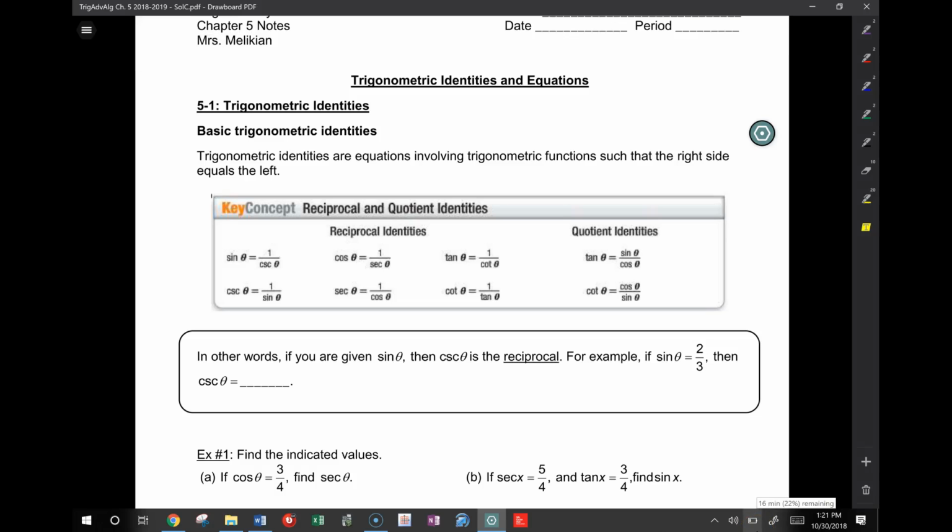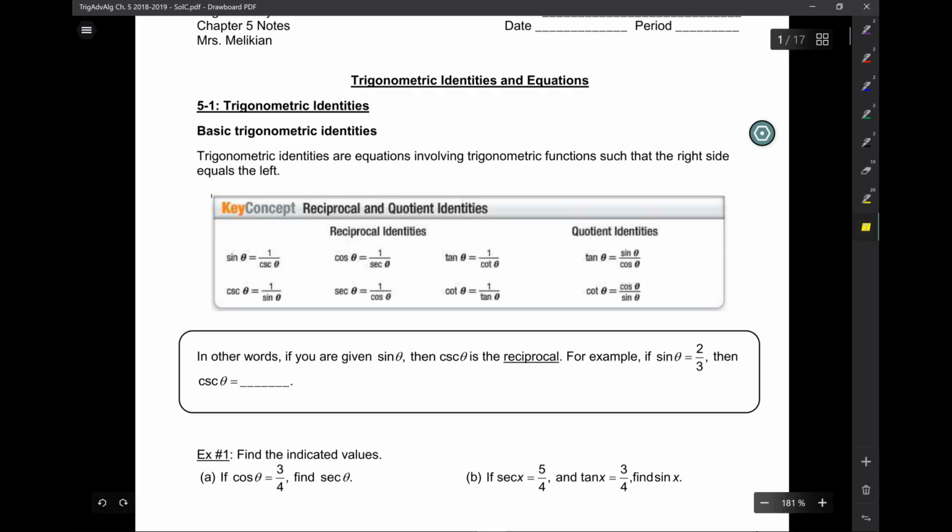All right, so trig identities are basically equations. They're trigonometric equations that set two equal things to one another, right? So basically, a trig identity is something where the left and the right are equal to each other. Now, we're going to start off with some that you already know.